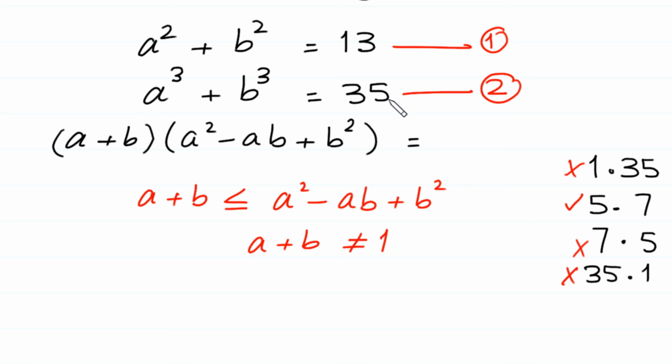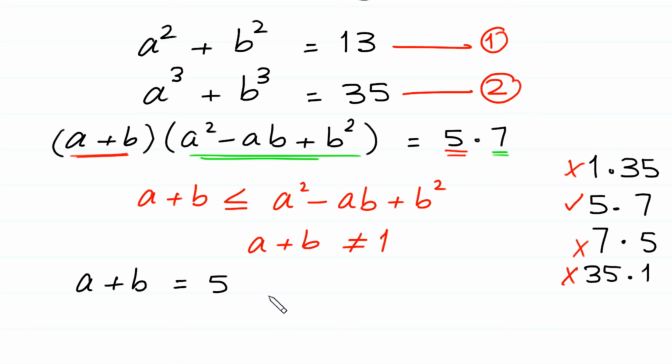So we factorize this 35 as 5 times 7, and from here this a plus b is equal to 5, and this a square minus ab plus b square is equal to this 7. A plus b is equal to 5, and a square minus ab plus b square is equal to 7. We name this equation equation 3 and this equation equation 4.